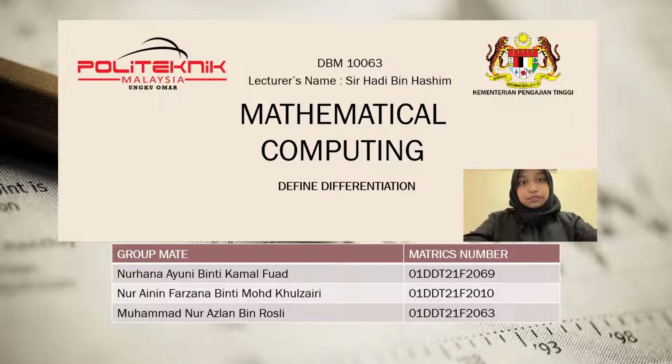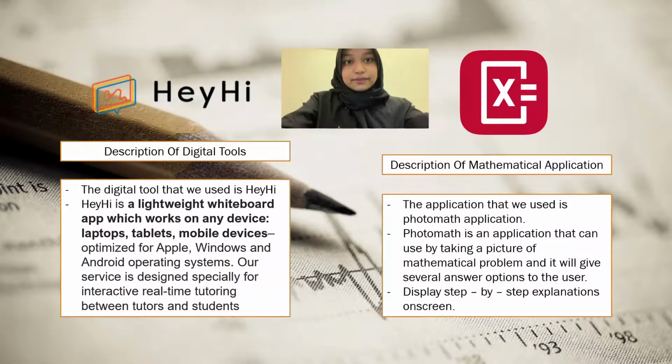My group consists of 3 people, which is me, myself. My name is Nohana Ayuni binti Kamal Fuad. My matrix number is 01DDT21F2069. Next, Nur Aini Fazana binti Muhammad Kuzari. Her matrix number is 01DDT21F2010, and the last one is Muhammad Nur Azlan bin Rosli, and his matrix number is 01DDT21F2063. For this presentation, we will be using one digital tool and one mathematical application.